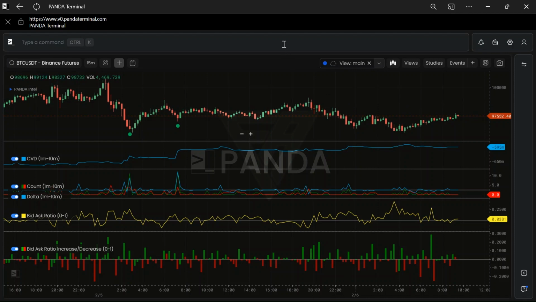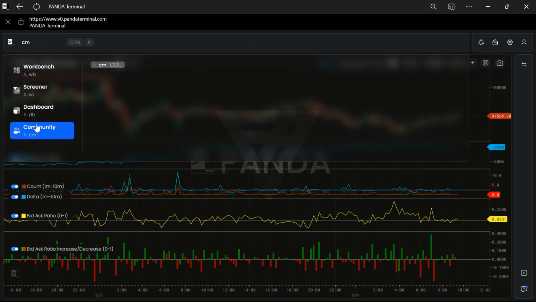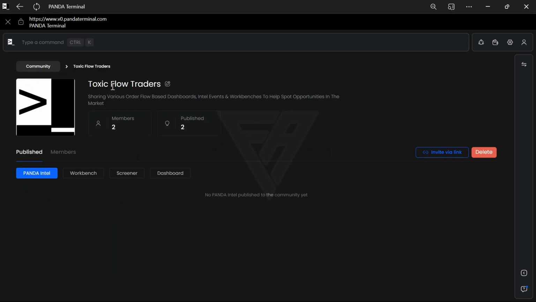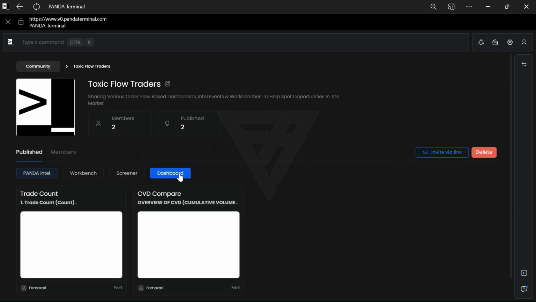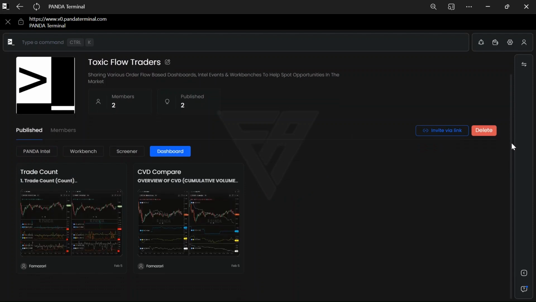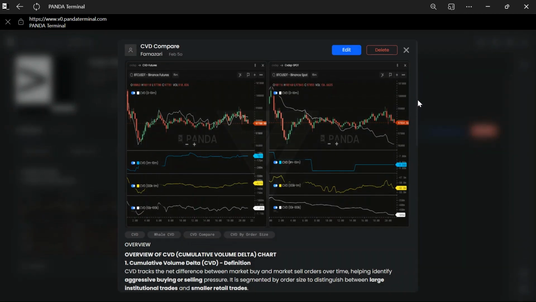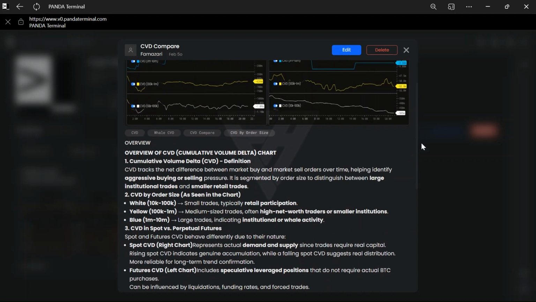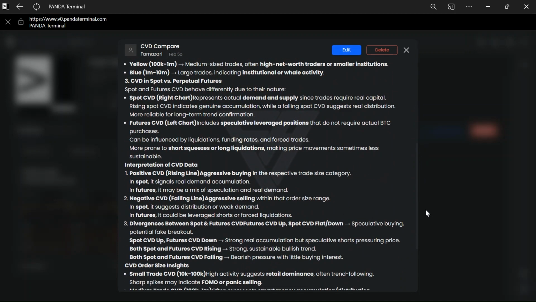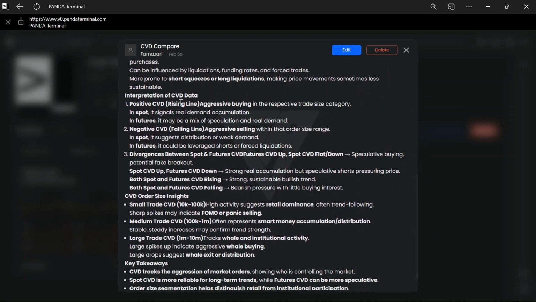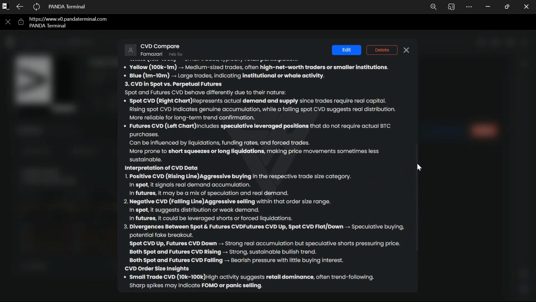Finally, we have the community section. Here you can create and join communities. I have provided my community link in the description to join. I will be sharing my dashboards, Intel events, and workbenches there. So make sure to join to access my charts, which you can clone and use for yourself. I will also give a basic overview and description of how to utilize these charts.